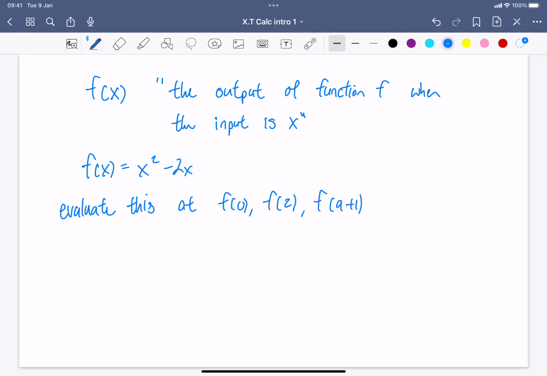So the way you solve this is, with the 0, you plug the 0 in. Starting off with f of 0, you pretty much just plug in the value 0 into everything that goes into x. So this will become 0 squared minus 2 times 0. And if you evaluate this, 0 squared is 0, minus 2 times 0 is 0.